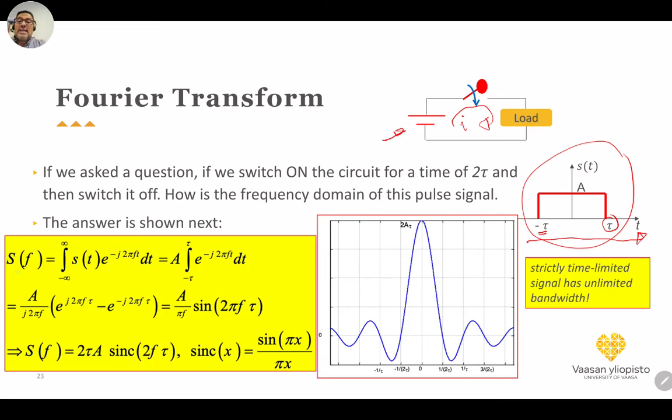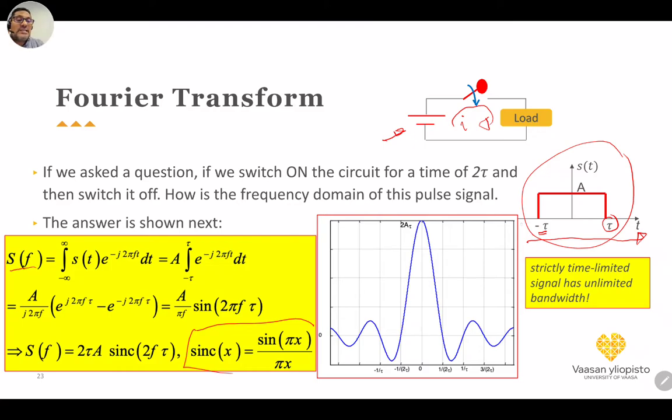So finding the frequency content, it will be what is known as the sinc function. Sinc is sine of pi f tau over pi f tau, as it is defined here, as you can see. Okay, and now when you draw this frequency content, you will find that it is called the sinc function, in this shape.